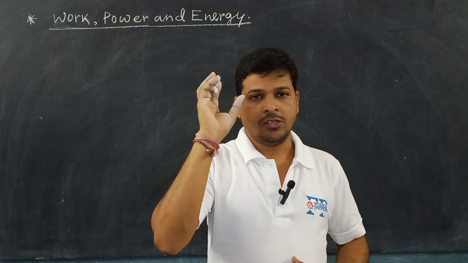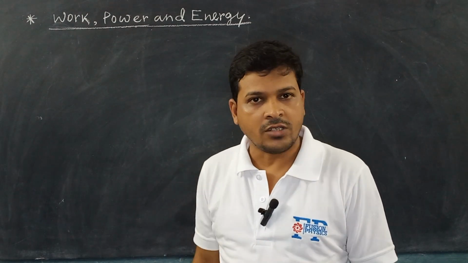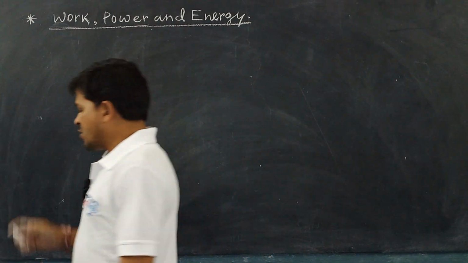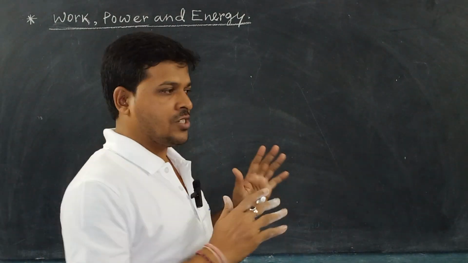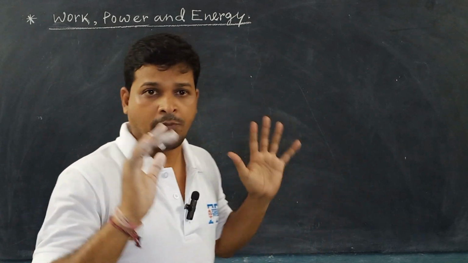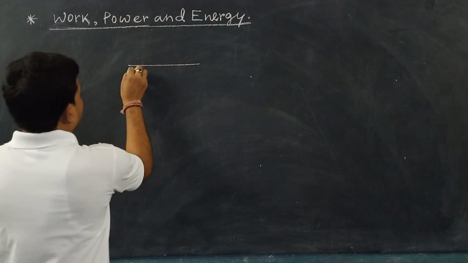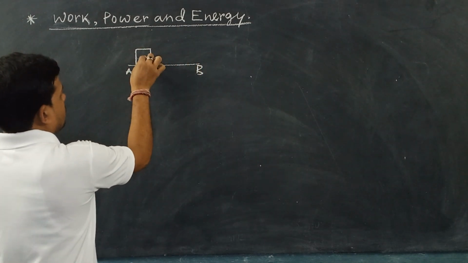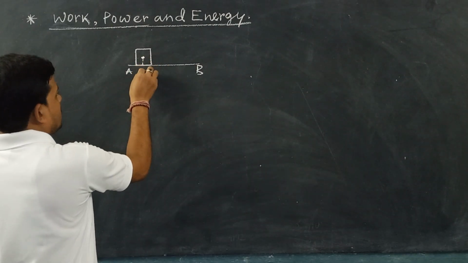What happens if we apply a force on a body? Let us consider the case of a rigid body. Here also we only discuss the rigid body when the force is applied. Let us consider a plane AB. Now a block is here. Let M be the position of the block.